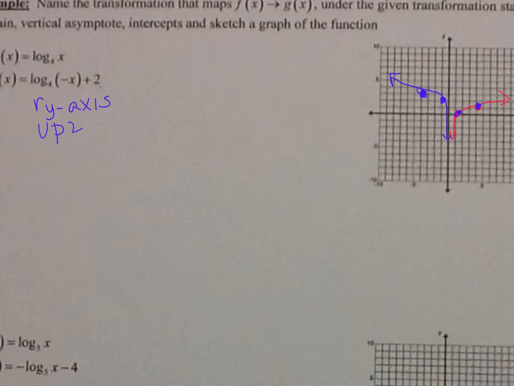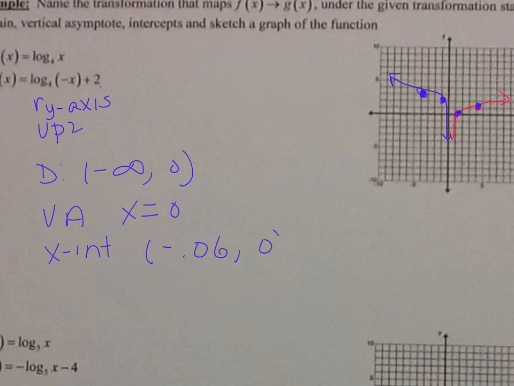Okay, so let's see. My domain, right, is coming from negative infinity to 0. My vertical asymptote is x equals 0. And my x-intercept, so you could do that on the calculator, right? It's finding your 0 on the calculator. It'll be negative 0.06, comma 0. Okay, let's try the next one.